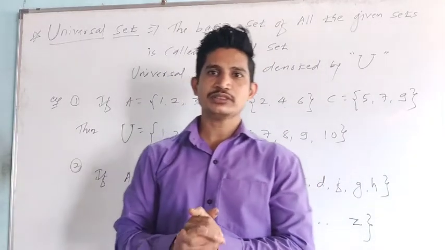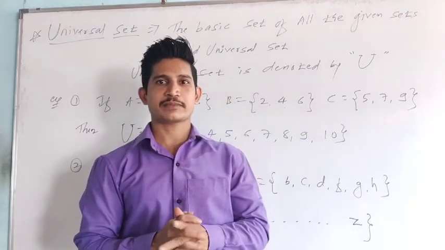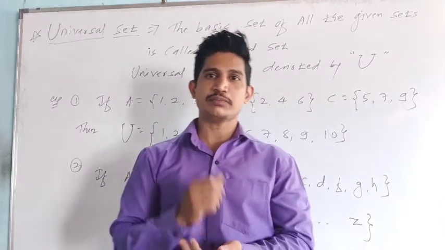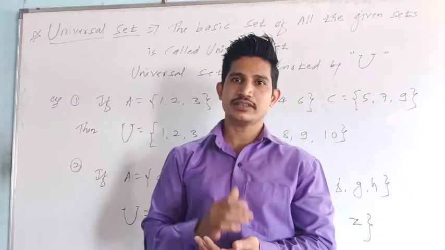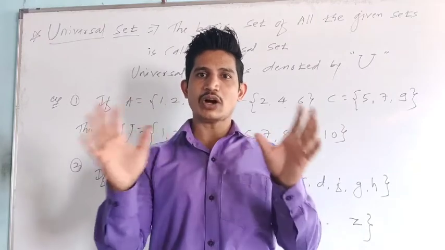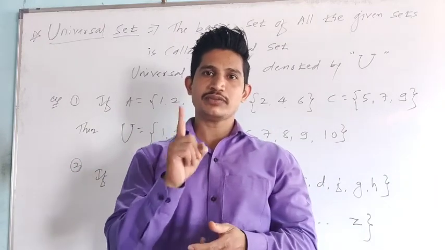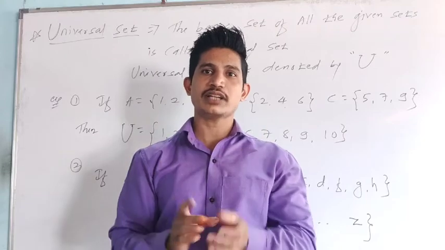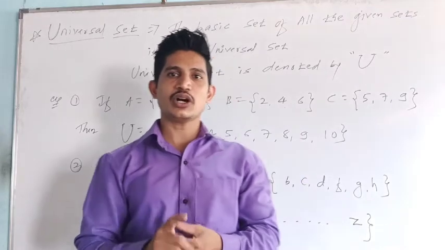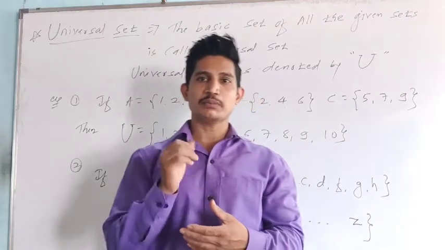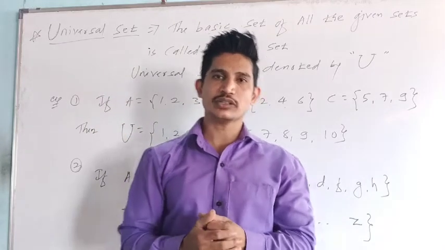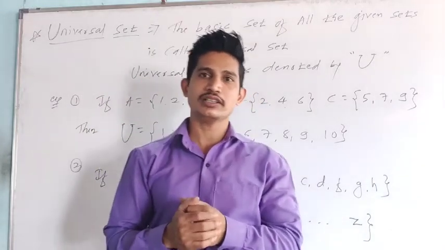So, hello students. Today we are going to learn about the universal set. What is the universal set? The universal set is the basic set of all the given sets. Suppose there are 3-4 sets. Combinedly, all these 3-4 sets will come in one set, and that set is called the universal set. In short, the universal set is the biggest set among all the sets.